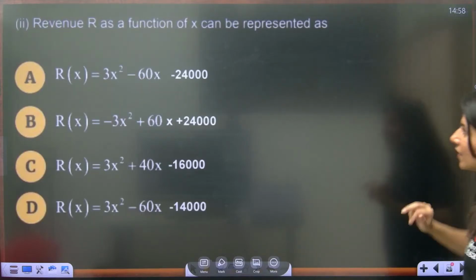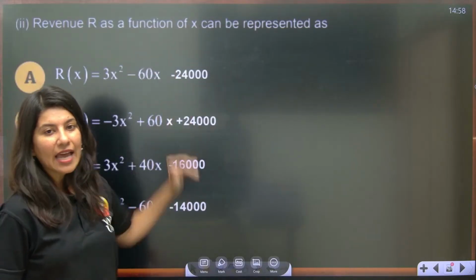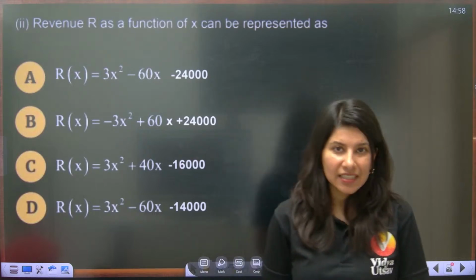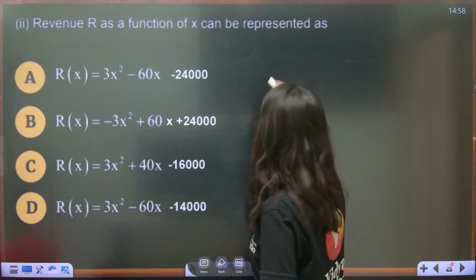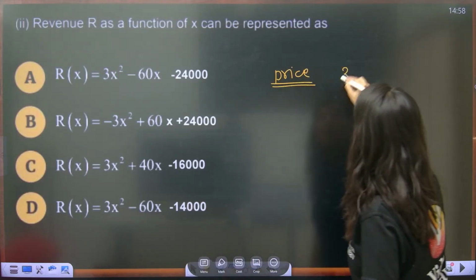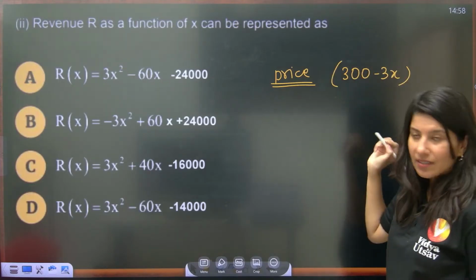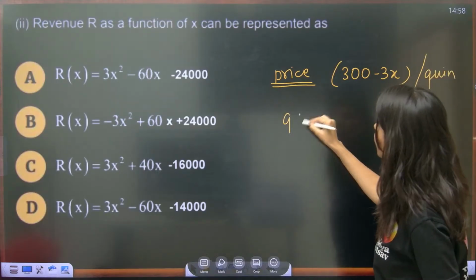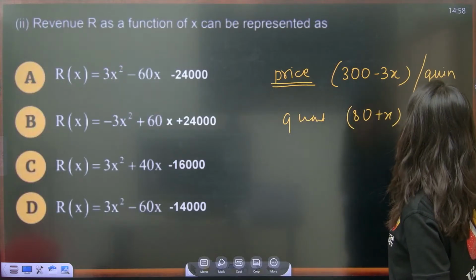Now, as per the question, revenue R as a function of x can be represented as revenue. Revenue means how much money that person is making. We have calculated the price: 300 minus 3x per quintal for x days. And the quantity will be 80 plus x quintal.